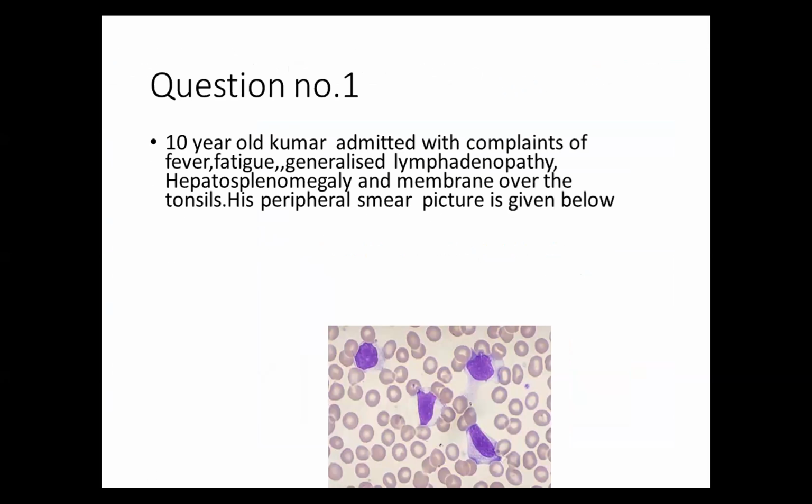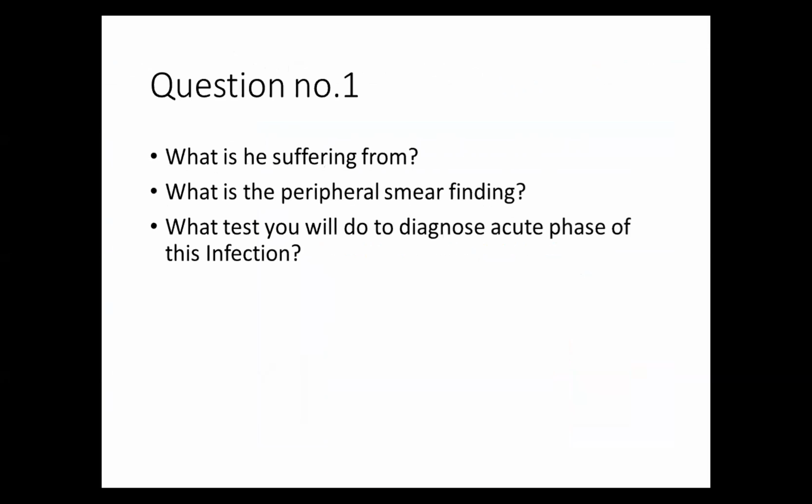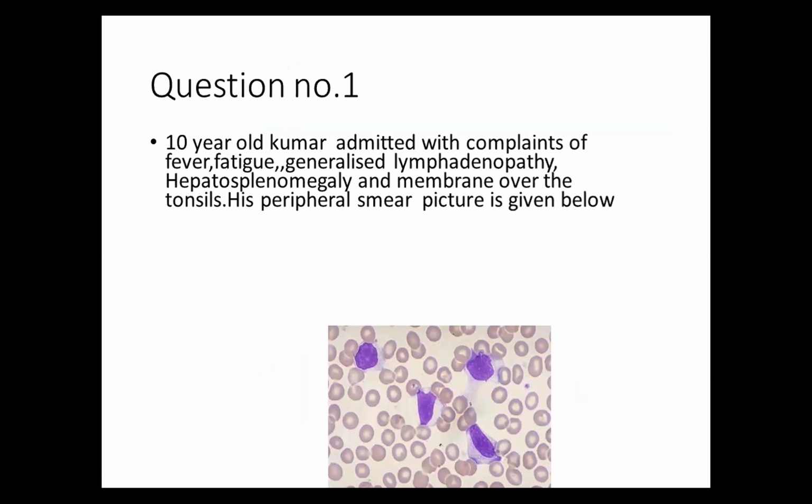Just for the sake of time restriction, I'm going to go through this. A 10-year-old child presented with complaint of fever, fatigue, generalized lymphadenopathy, hepatosplenomegaly, membrane over tonsils, and a peripheral smear showing atypical lymphocytes. This is the diagnosis. All of you know it is nothing but Epstein-Barr virus.